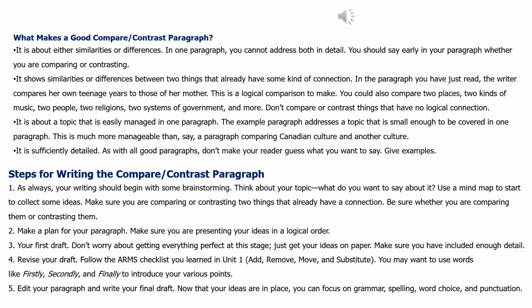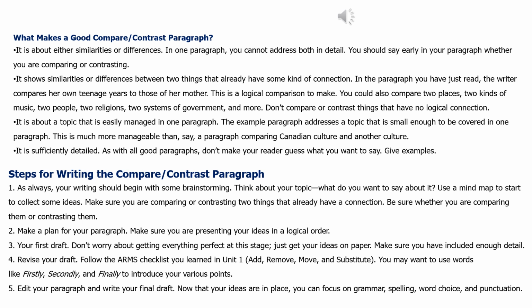Make a plan for your paragraph. Make sure you are presenting your ideas in a logical order. Your first draft. Don't worry about getting everything perfect at this stage. Just get your ideas on paper. Make sure you have included enough detail.